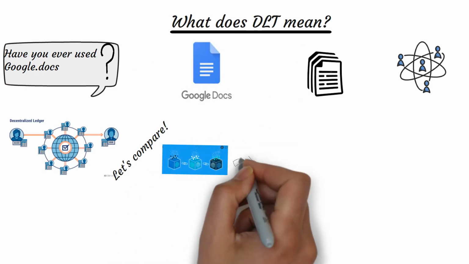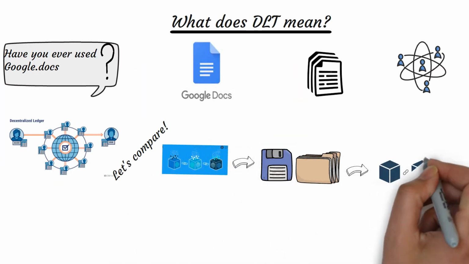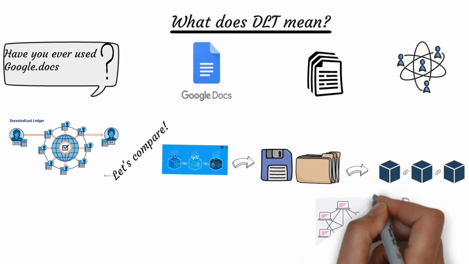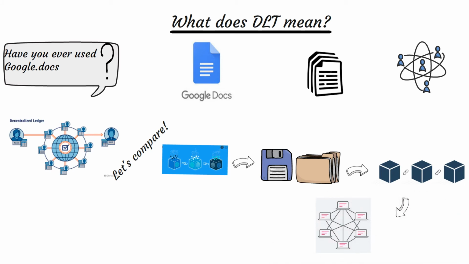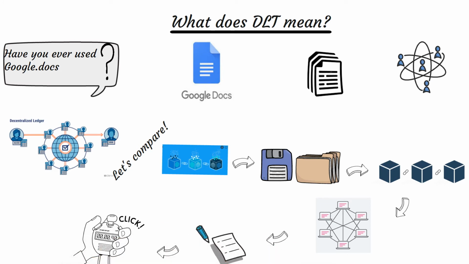Let's compare! On a blockchain network, when data is stored on the blockchain, a decentralized and distributed chain is created that simultaneously gives everyone access to it, and all transactions are recorded in real time. Exactly like Google Docs. How are blockchains formed?